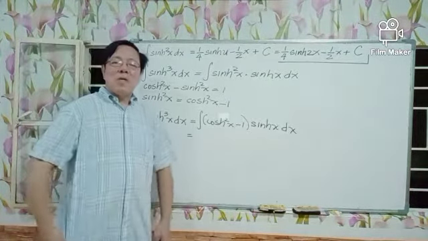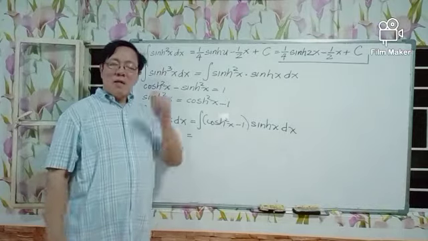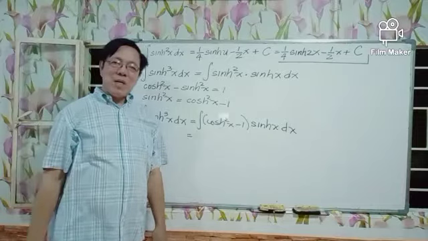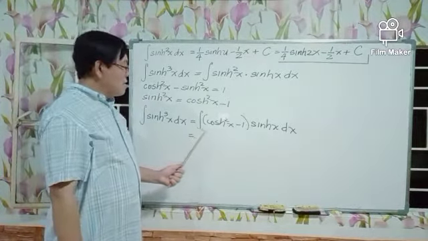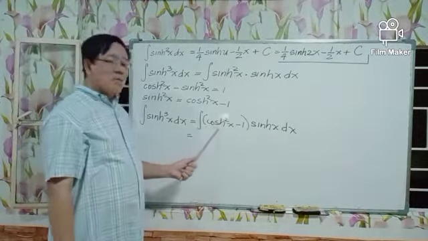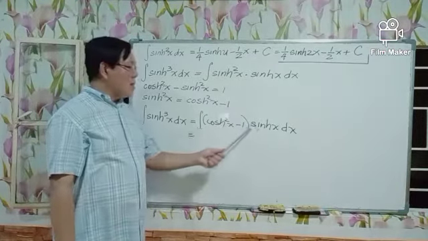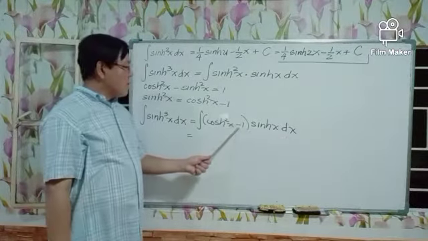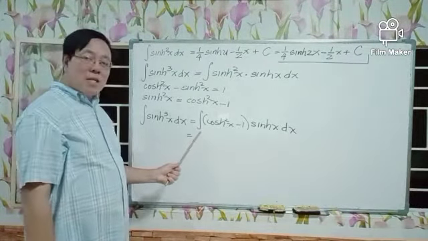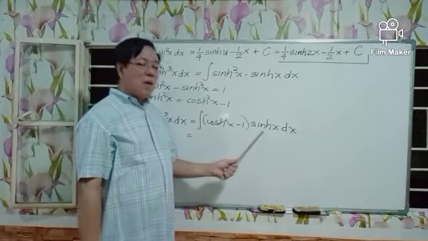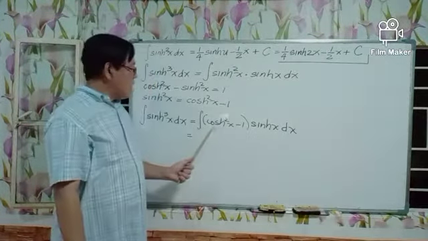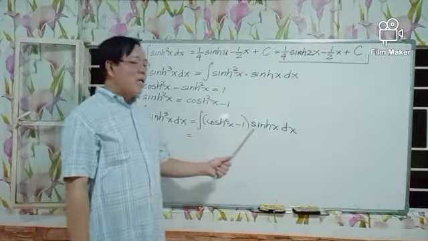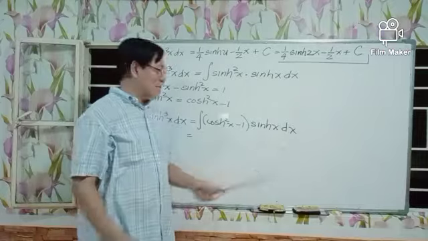Again, we apply one of the properties of integrals. The integral of a sum or difference is equal to the sum or difference of the integrals. And this is now equal to the integral of the square of hyperbolic cosine of x multiplied by hyperbolic sine of x with respect to x minus the integral of hyperbolic sine of x dx. It's like you multiply each of these terms by the integral sign and hyperbolic sine of x dx.